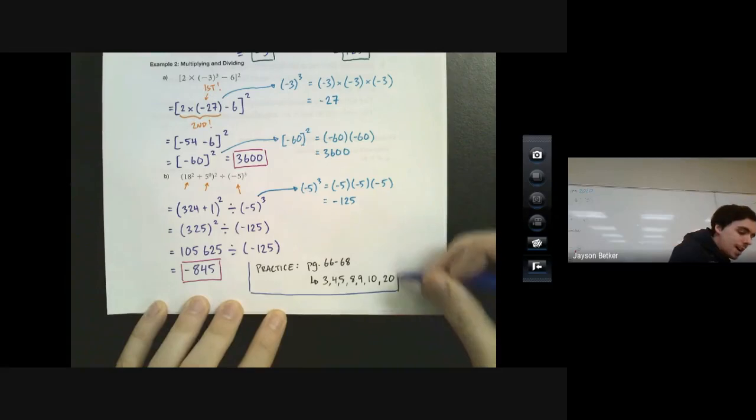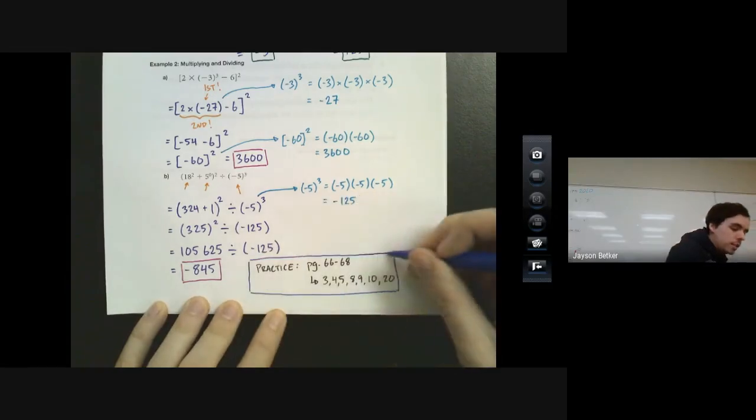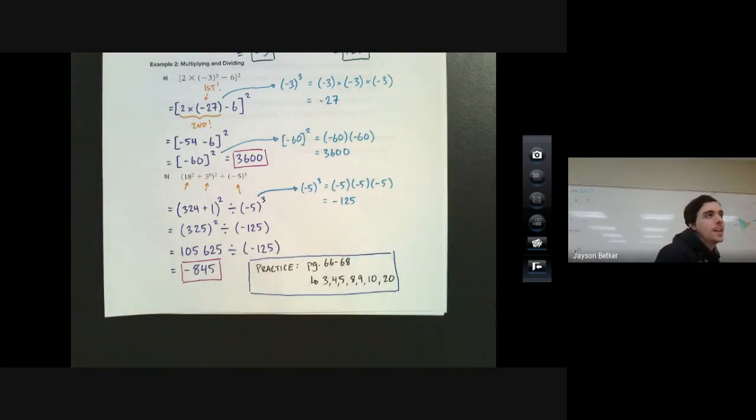For question 9, it's kind of a fun one. It just tells you to come up with a mnemonic device for BEDMAS. If you come up with anything super creative, I want you to share it on the classroom with me in the comments, okay?